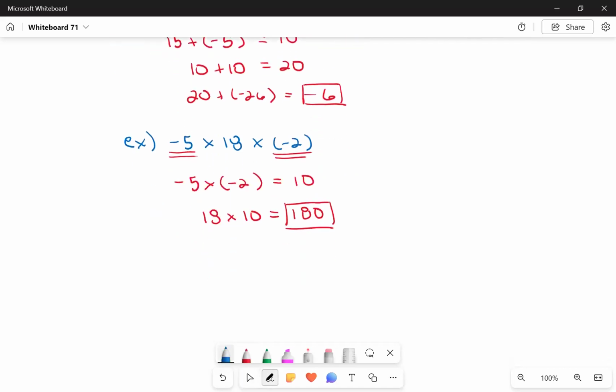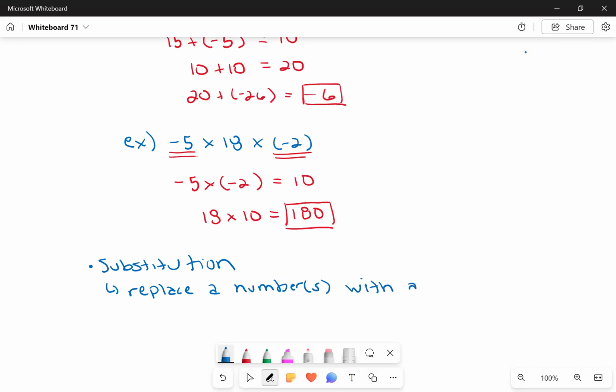Okay, the next technique we're going to learn is called substitution. The way this works is we will replace a number or numbers with a sum, or a product, or a quotient, or a difference, anything that might make the math easier.